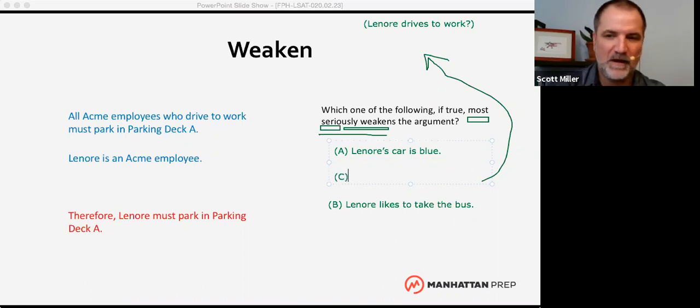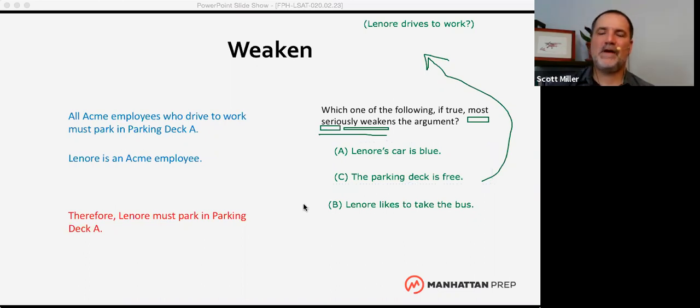The parking deck is free. That kind of seems to strengthen the argument, doesn't it? So you might see answer choices that really don't have much impact on the argument at all. You might see answer choices that strengthen the argument. Again, that doesn't guarantee that she drives to work, but it's free. It maybe makes it a little more likely that she does, but we're not looking to strengthen, we're looking to weaken. So this is generally what you might see: a bunch of answer choices that, when you look at them closely, either don't really do much to the argument at all, or if anything, they do the wrong thing. They seem to strengthen if they're relevant at all. And one of the answer choices, which might be hard to spot, actually does weaken it a little bit.